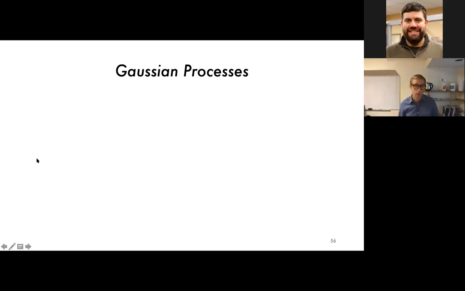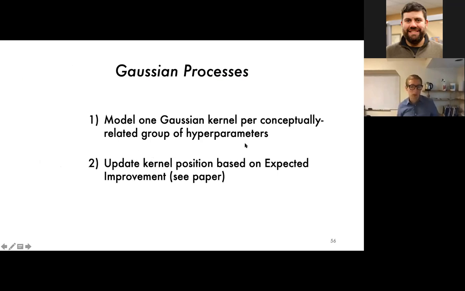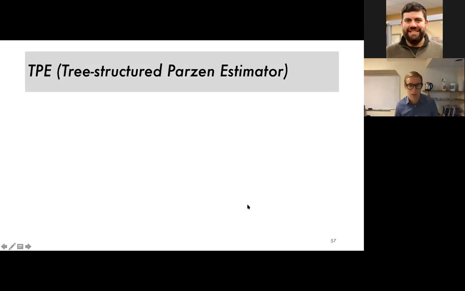So a common way of implementing hyperparameter search then is with a Gaussian process where we try to model conceptually related groups of hyperparameters, which is often just one or two hyperparameters, and update a kernel position based on expected improvement. And I can link to a paper if you're curious about the exact meaning of that. But basically, we have a Gaussian kernel. We make some kind of normally distributed or at least approximately linear related assumption about possible hyperparameter values so that we can choose exact positions in the space that we think are going to optimize our results. And we can only afford to do that a few times given the cost typically of training a neural network structure.